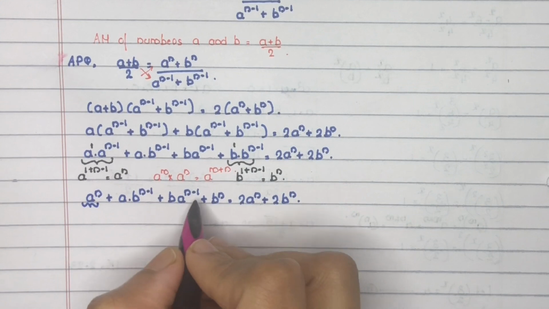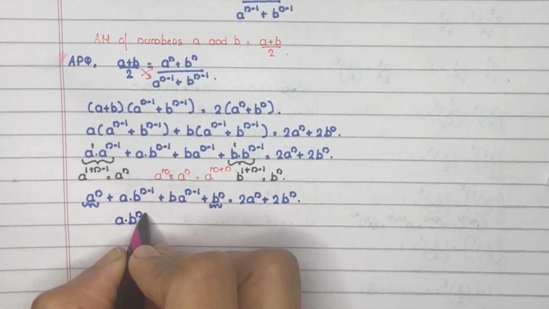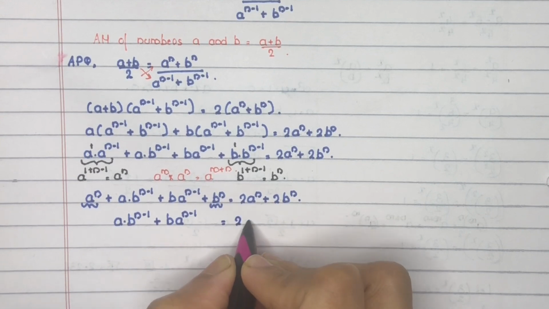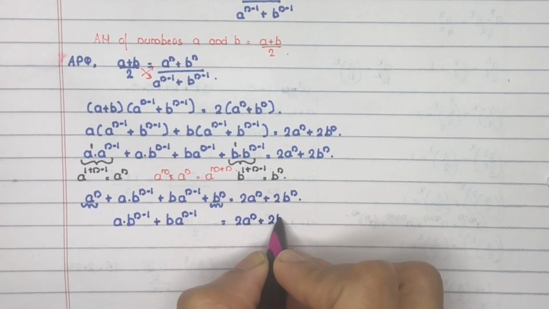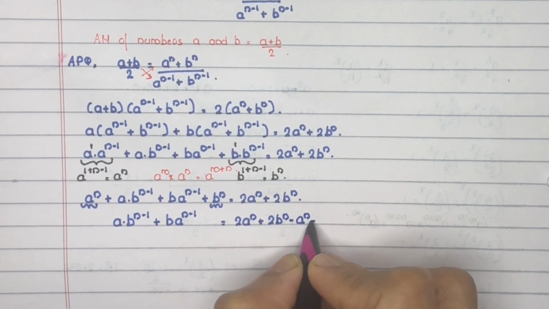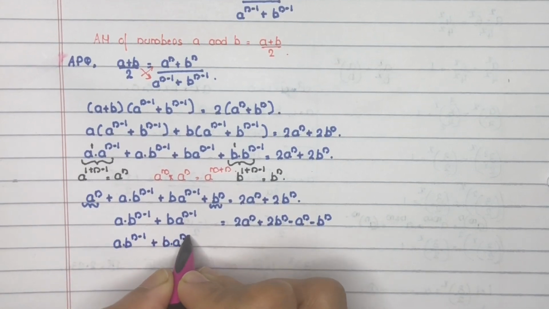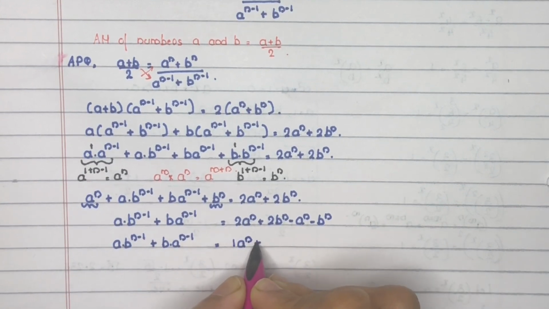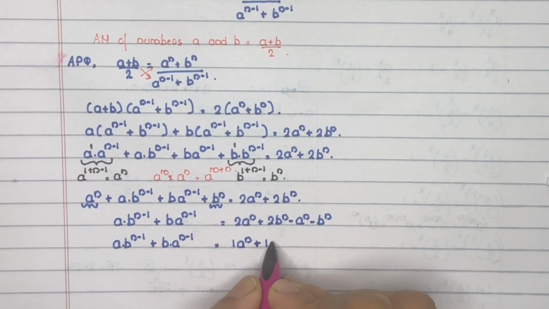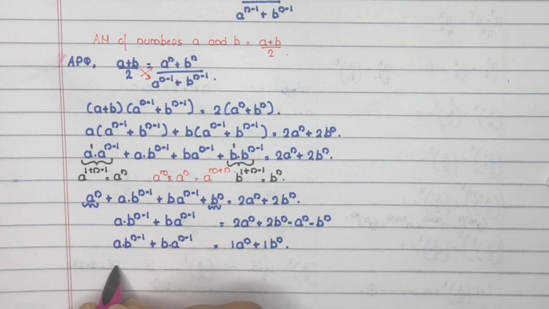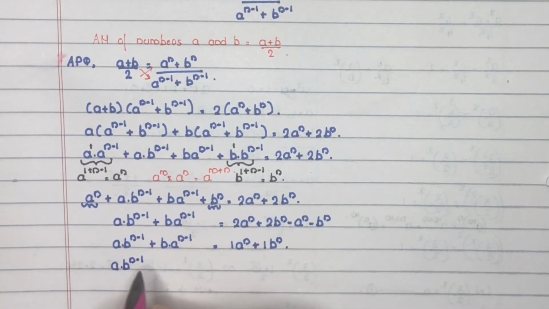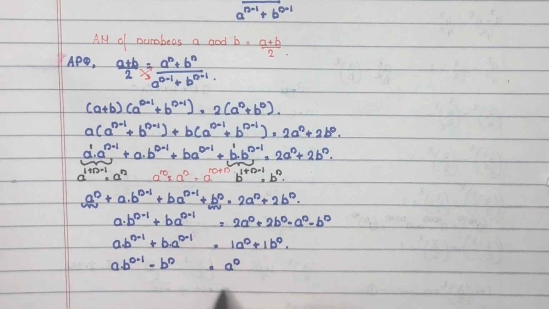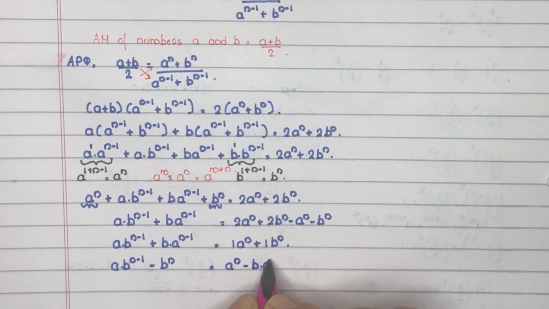So next step, take this a^n + b^n to RHS. a b^(n-1) + b a^(n-1) is equal to 2a^n + 2b^n - a^n - b^n. 2a^n - a^n is 1 a^n, and 2b^n - b^n is 1 b^n. In a b^(n-1), take b^n to LHS, that is minus b^n, equal to a^n; take b a^(n-1) to RHS, that is minus b a^(n-1).